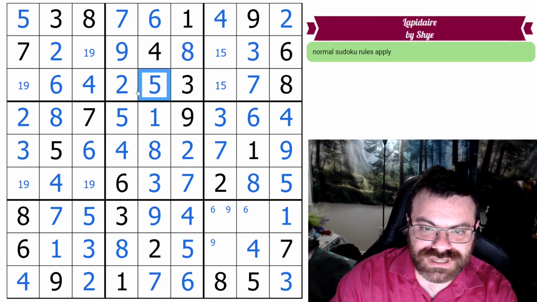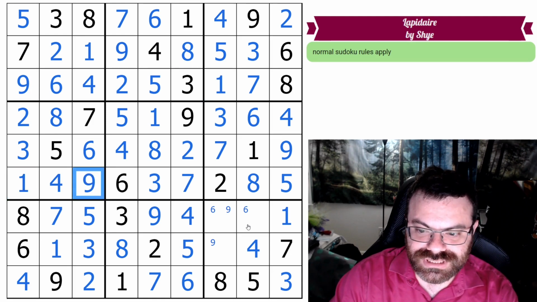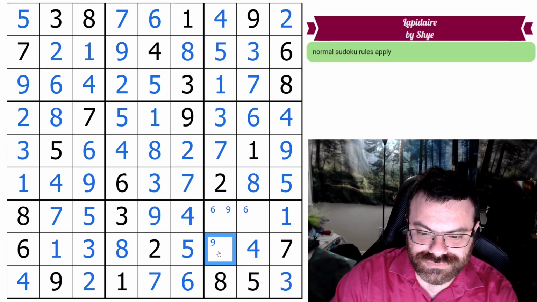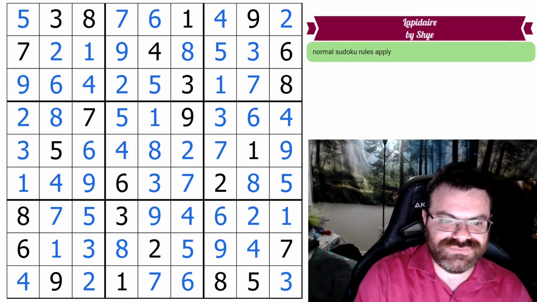This is 8, 9, 5, 1, 9, 5, 1, 1, 9. And then left here we need a 9. This is 6, and this is 2. And that's it. That's it for this first puzzle.